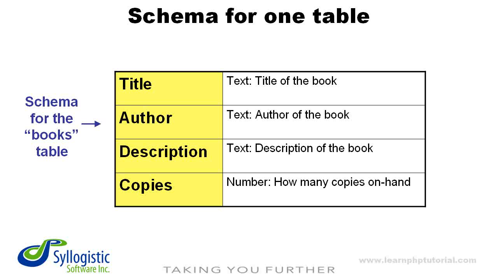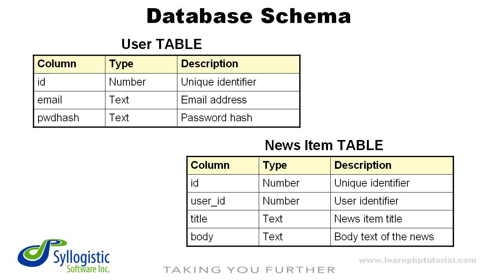So far, we've only looked at the schema for one table. A single database, however, can contain many tables, sometimes hundreds. This is an example of a database schema that contains two tables, the user table and the news item table.